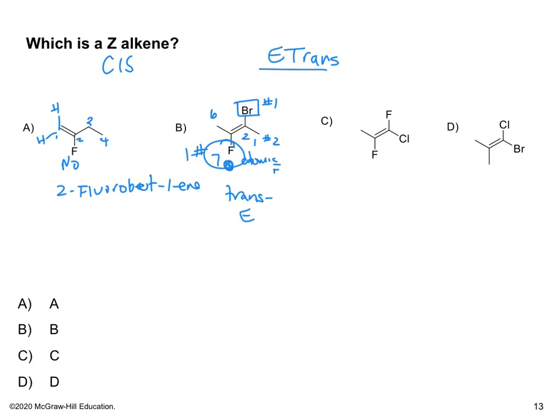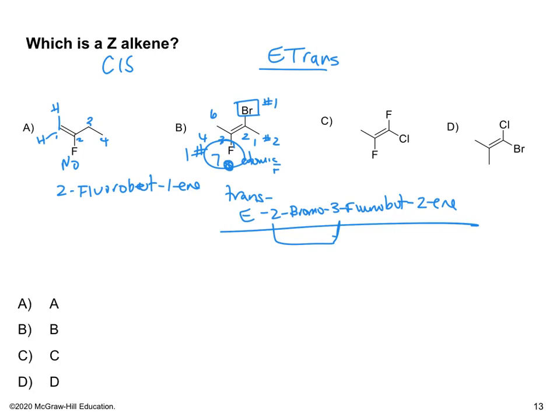So 1, 2, 3, 4. So 2-bromo, 3-fluoro but-2-ene. And for my open responses or anything like that, as long as if you did these numbers differently in this situation, as long as I could go back and forth from structure to name, we would be okay.